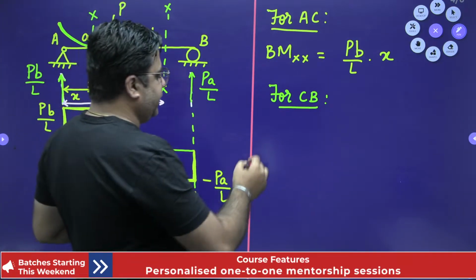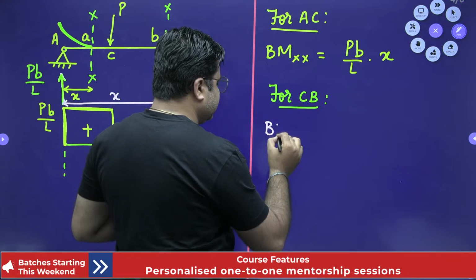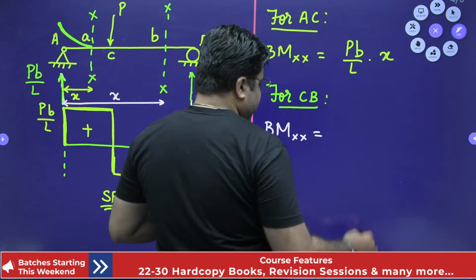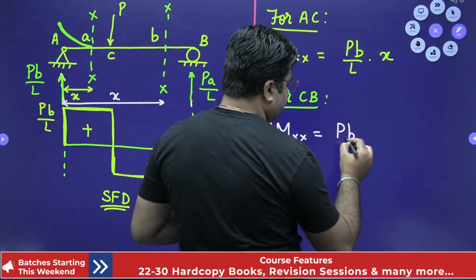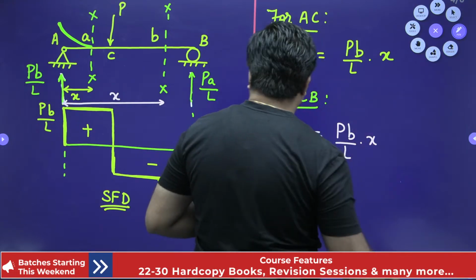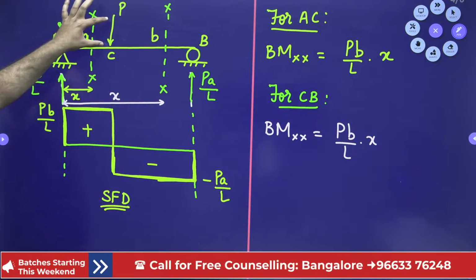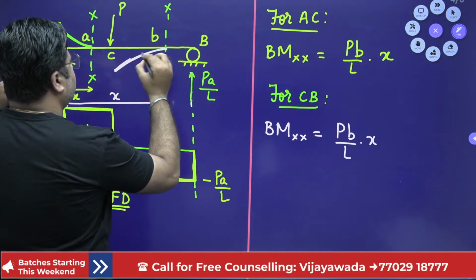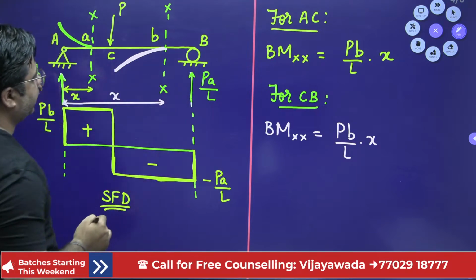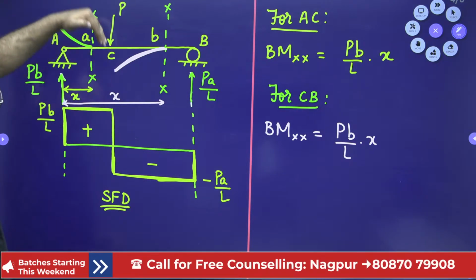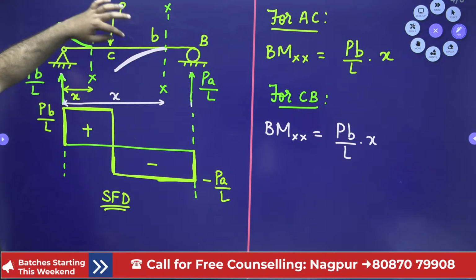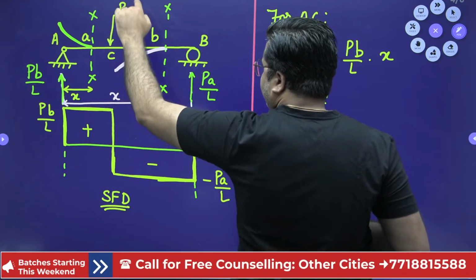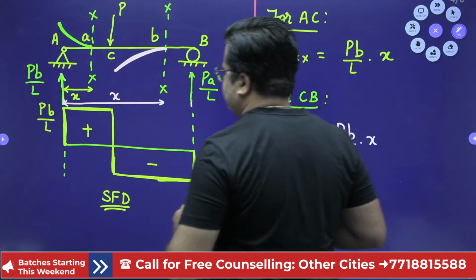So for span CB, for writing the bending moment at section XX, the bending moment at section XX is equal to the moment due to RA, and this is a positive moment, so this is PB by L into X, okay. Then the next moment will be due to this load, and this load is going to give the hogging moment. This load will depress the beam in the fashion I have drawn, okay. So this P is going to give me the hogging moment, and the moment due to this load P will be minus P into this distance.